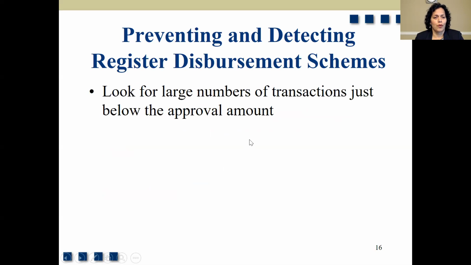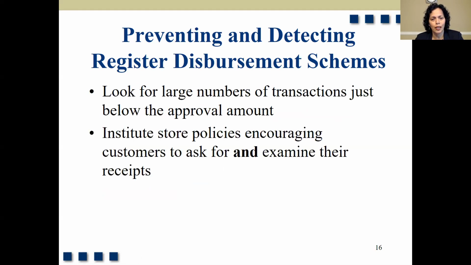Look for a large number of transactions below the approval amount. So if $500 is your limit where you need the supervisor approval, anything above 500, and if all your refunds are below 500, that's an immediate red flag. How is this magically happening? You need to look at that very carefully.